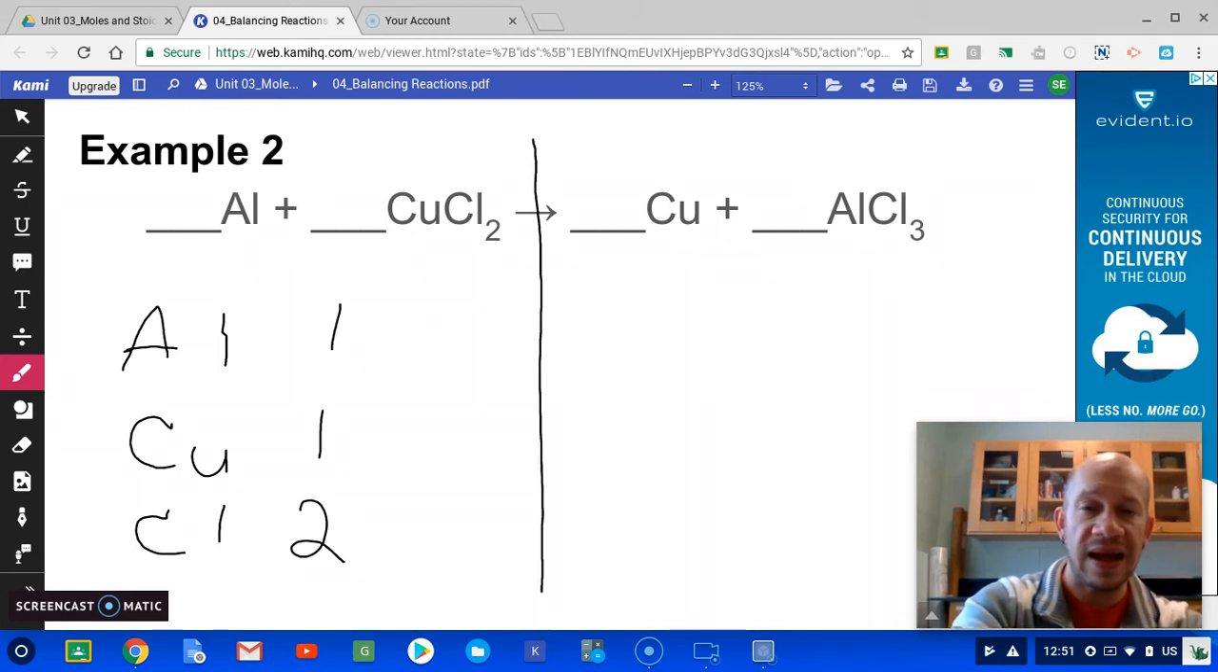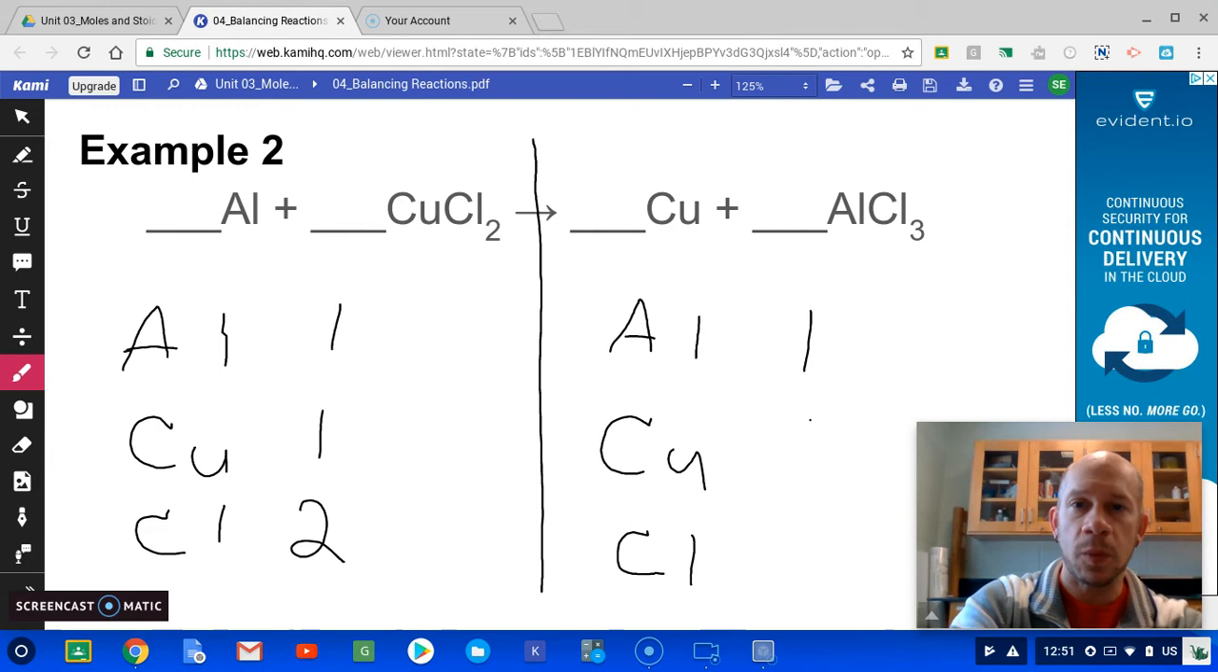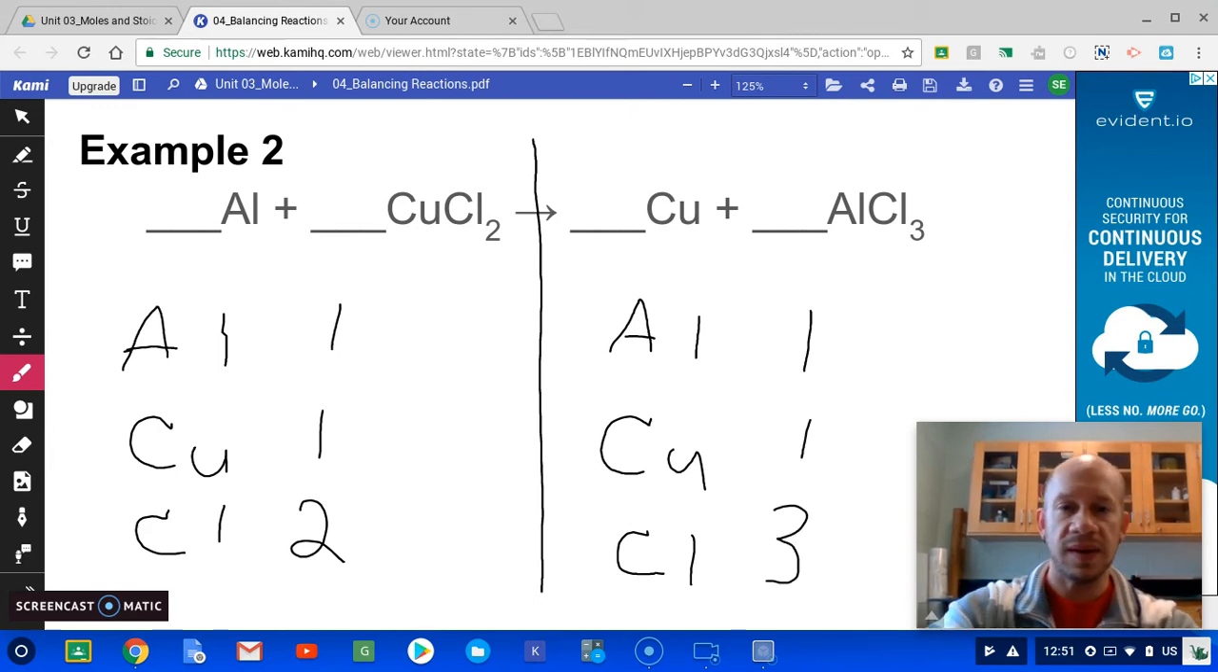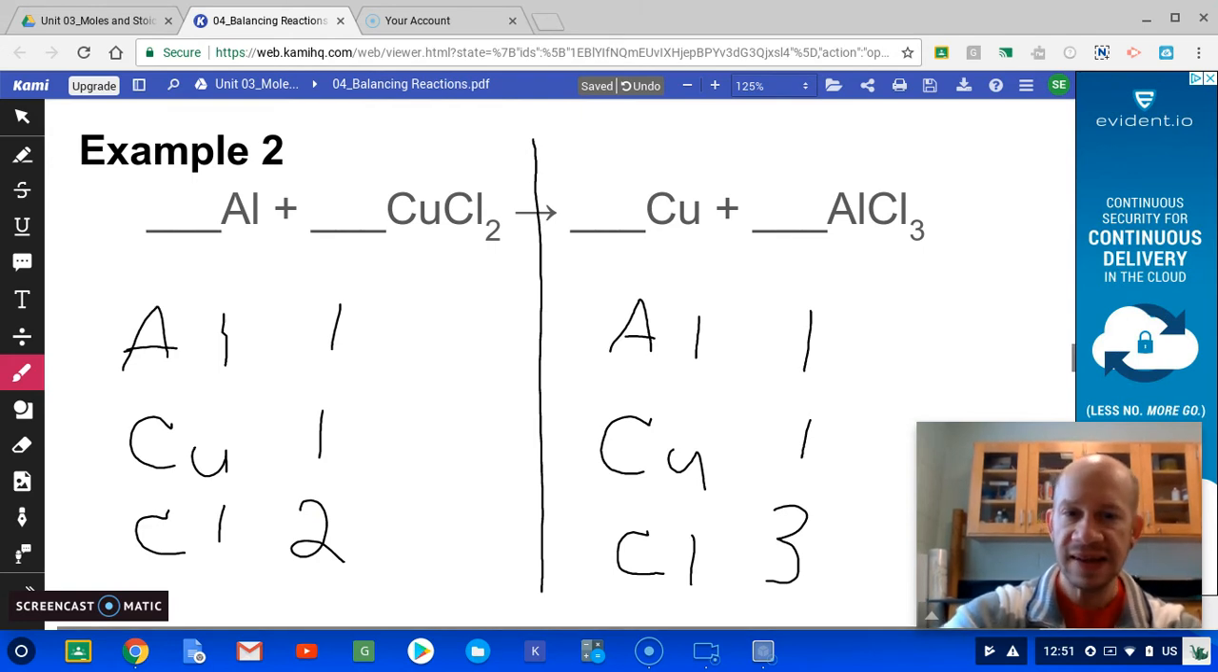On this side, I like to list them in the same order, even though they aren't in the same order, so it's easy to compare. I have 1 aluminum, 1 copper, and 3 chlorines. So again, whenever I see a 2-3 split like this, I find it easiest to start with that so that I can get those balanced.